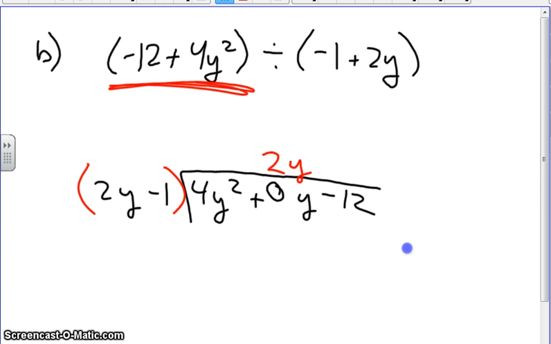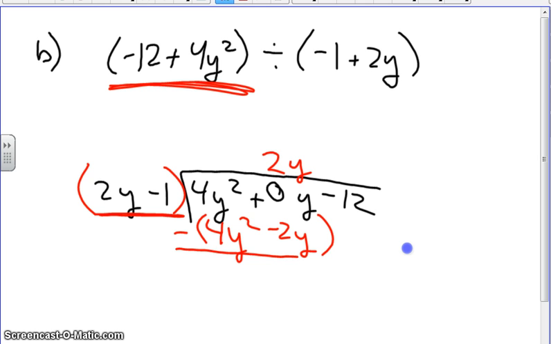That's all. Okay? So when we multiply that 2y times this binomial over here, we get 4y squared minus 2y. And we have room. When we subtract this, we're subtracting each. So subtracting 4y squared, nothing. But when we subtract the negative 2y, what do we have? Positive. And now we drop down the negative 12.